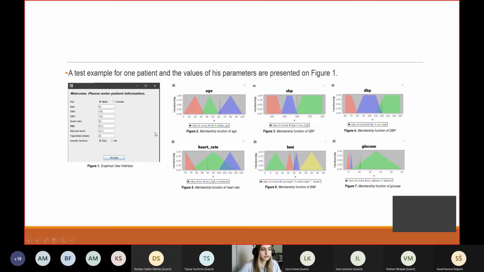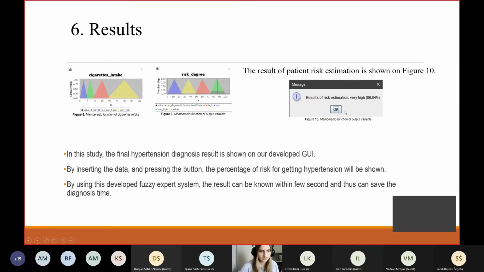Here we can use a graphical user interface and enter patient information like age, systolic blood pressure, diastolic blood pressure, heart rate, body mass index, glucose level, cigarettes intake, and genetic factors. And here we can see his estimated risk of hypertension. A test example for this patient and values of his parameters are presented.